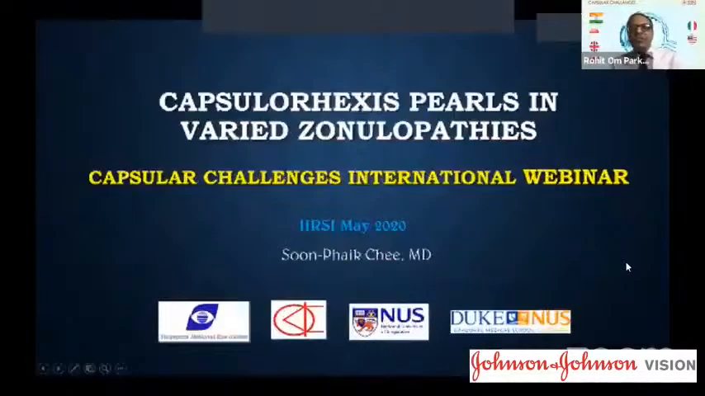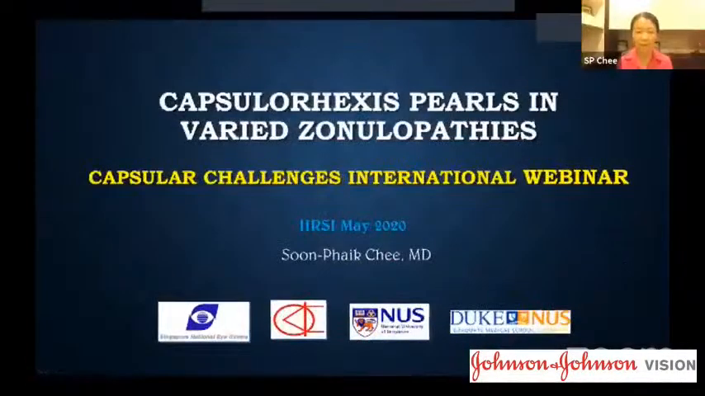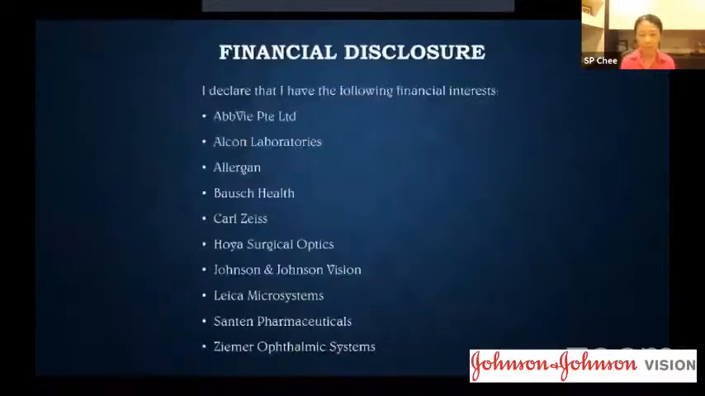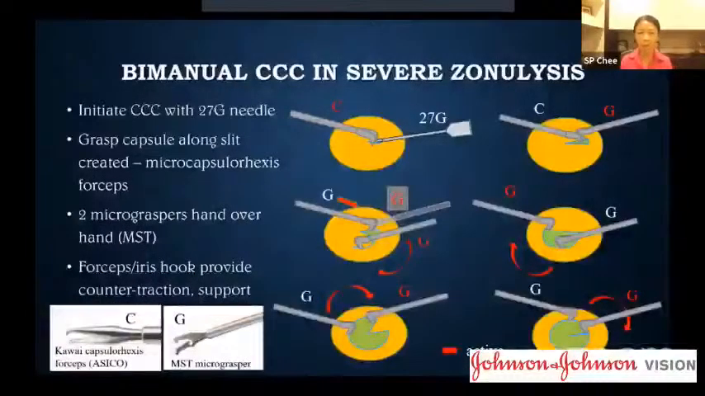So good evening to everyone around the world. I want to thank the IIRSI for kindly inviting me to participate in this webinar. I've been asked to talk about how to do capsulorhexis in cases of severe zonulitis. In these cases, sometimes it can be difficult to initiate the capsulorhexis, and we may need a 27 gauge needle to initiate. Make sure that the incisions are very snug, and I usually do not do my main incision until I've done the capsulorhexis.